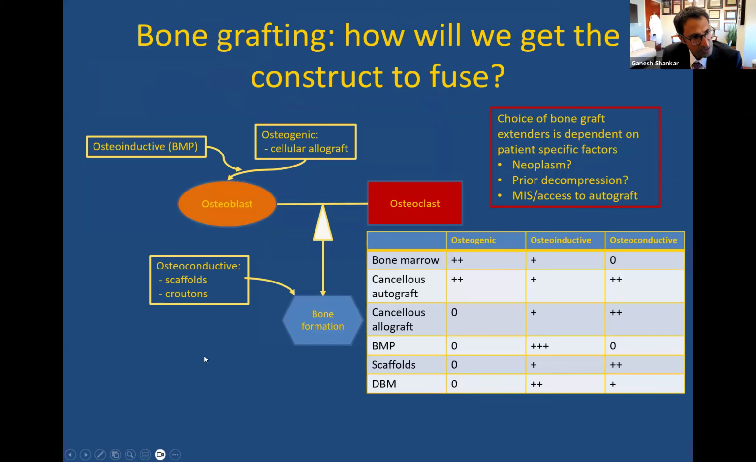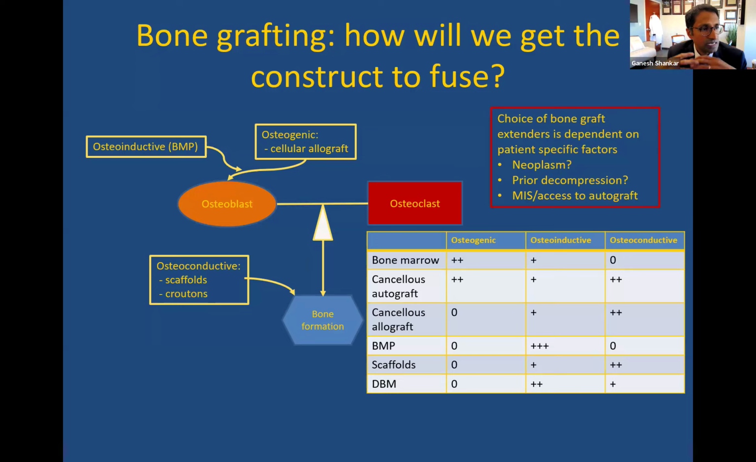And so then the question is, we've got to get this to fuse. There is an ongoing debate about whether we do need to get patients to fuse, but patients are living longer. And so it is important to consider bone graft extenders and how to get the construct to be stable enough, with the possibility that patients may end up presenting with hardware failure at some point, because the systemic therapies are really quite good.